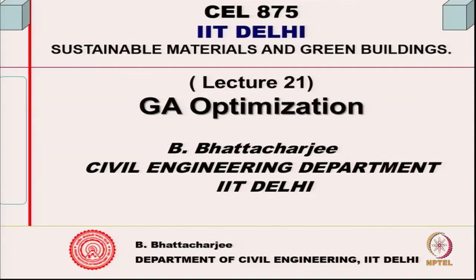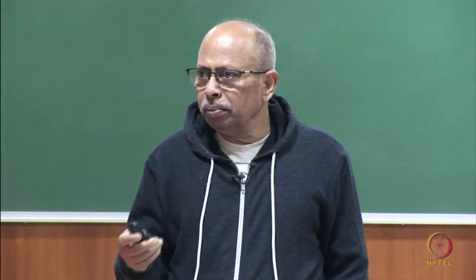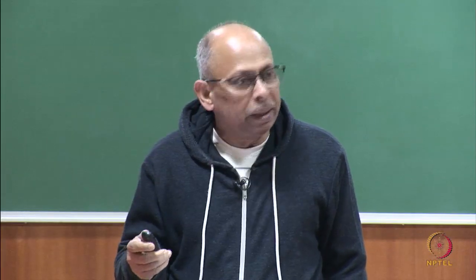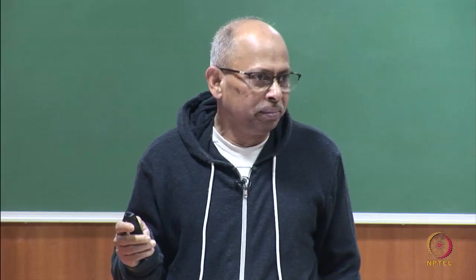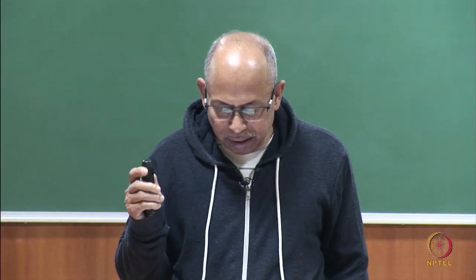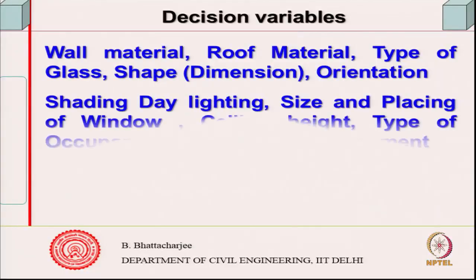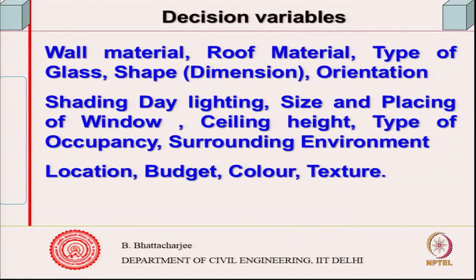Okay. So, we will look into optimization application to energy efficient building design. GA stands for genetic algorithm. So, as I said, in building design the decision variables are, I think I was mentioning this, wall material, roof material, type of glass, shape, orientation. These are the decision variables. That means you have to know what should be the best orientation.